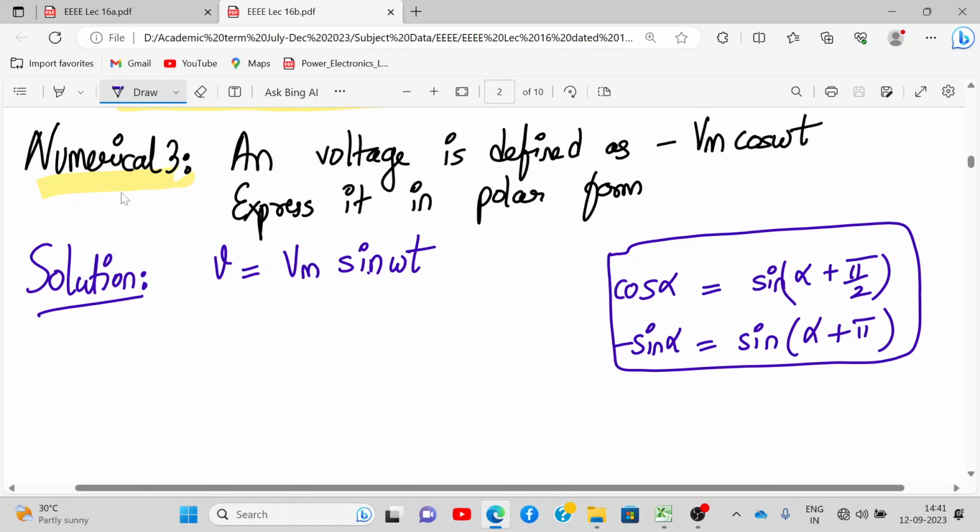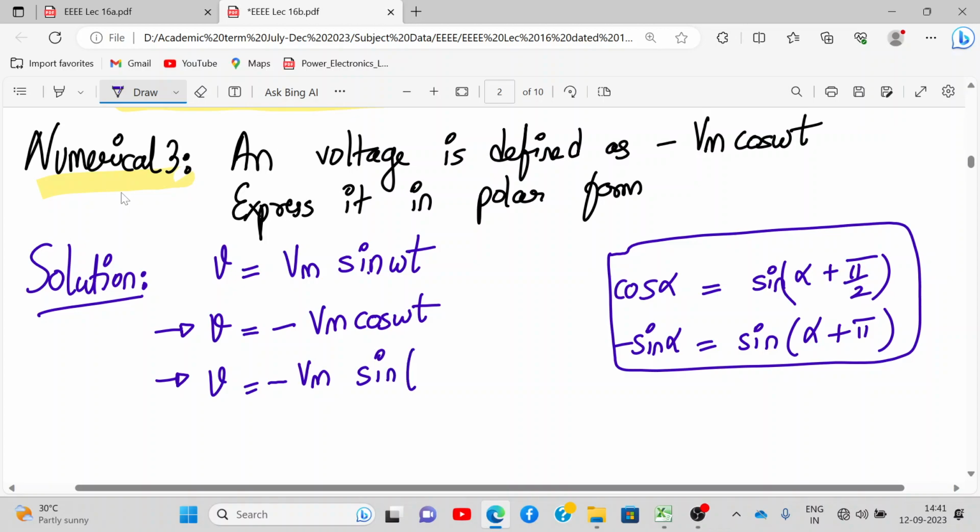Okay. So how do you express this now? V is equal to... it is minus given, right? Minus Vm cos omega t. How will you write this? Minus Vm, and cos omega t you can write as sin omega t plus pi by 2.